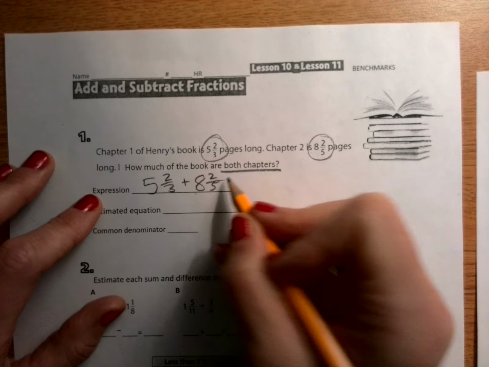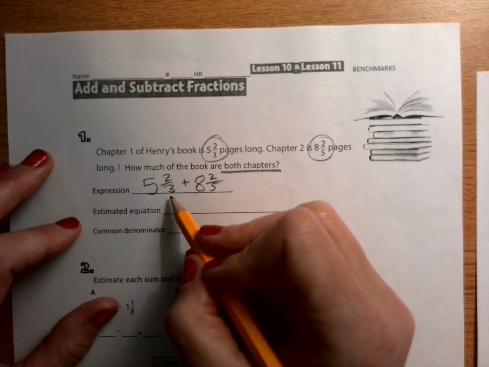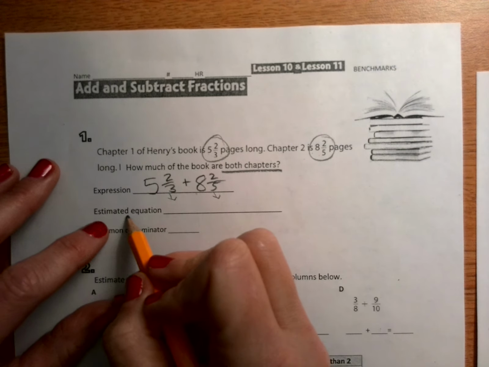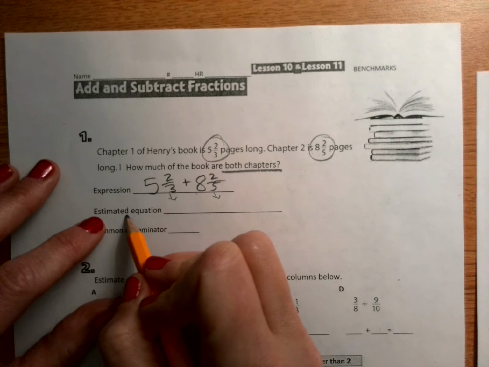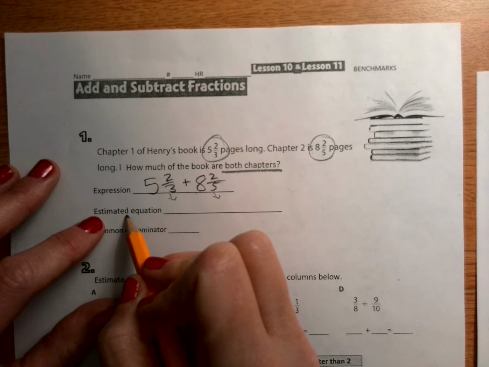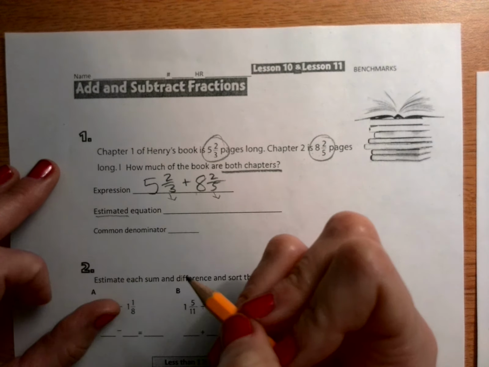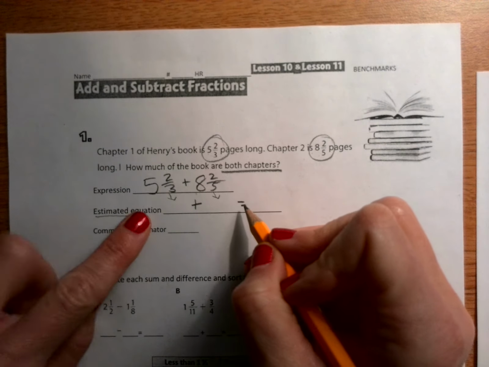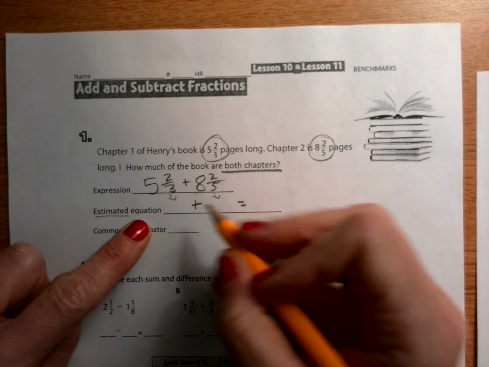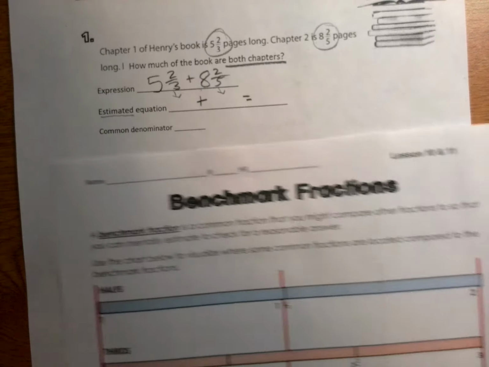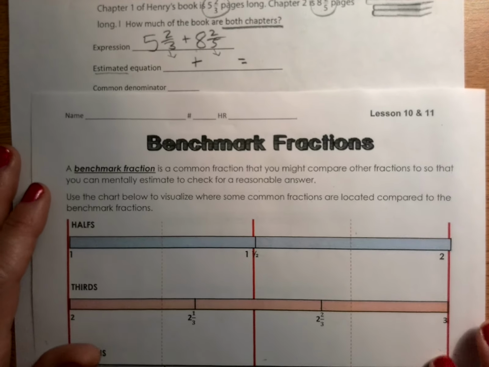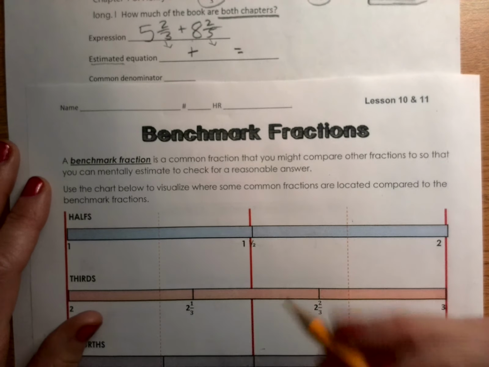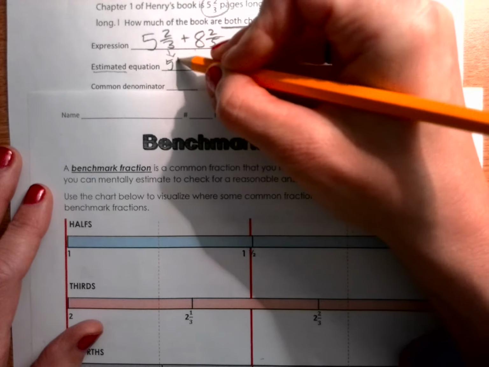So what I want you to show here is basically what each of those becomes, showing me that in an estimated equation using the benchmarks. Okay, so the estimating is telling us to use those benchmarks. So we know it's addition, and because it's an equation, we're going to get an answer. So 5 2/3, you'll go back to that chart and say, okay, 2/3 is closer to the half, so that's going to estimate to 5.5.